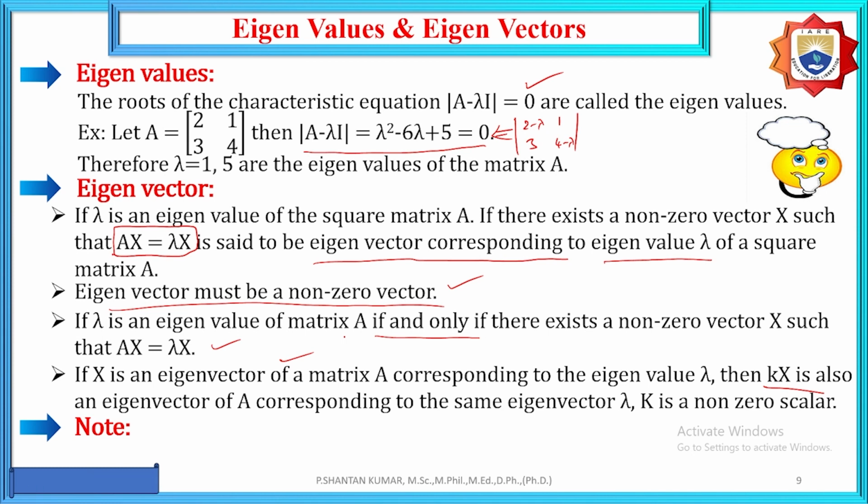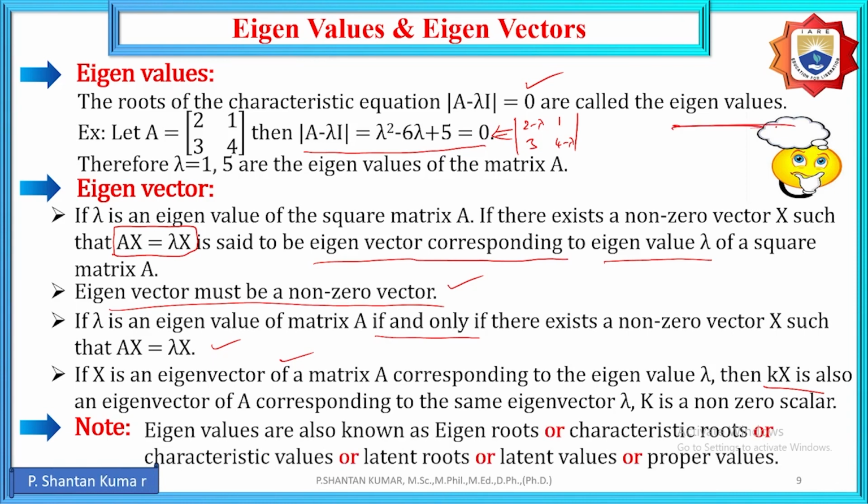And further, here are the notes. Whatever we obtain, these are eigenvalues. The eigenvalues are sometimes called proper values, latent values, characteristic values and eigenroots. These are the synonyms for the eigenvalues. That means eigenvalues are also known as eigenroots or characteristic roots or characteristic values, and again latent roots or proper values. These are some synonyms for the eigenvalues, sometimes called by these names.